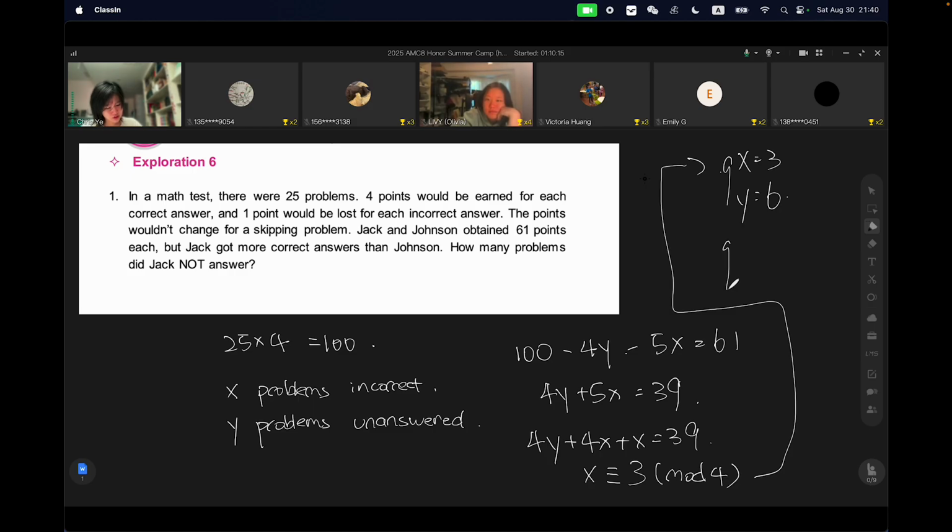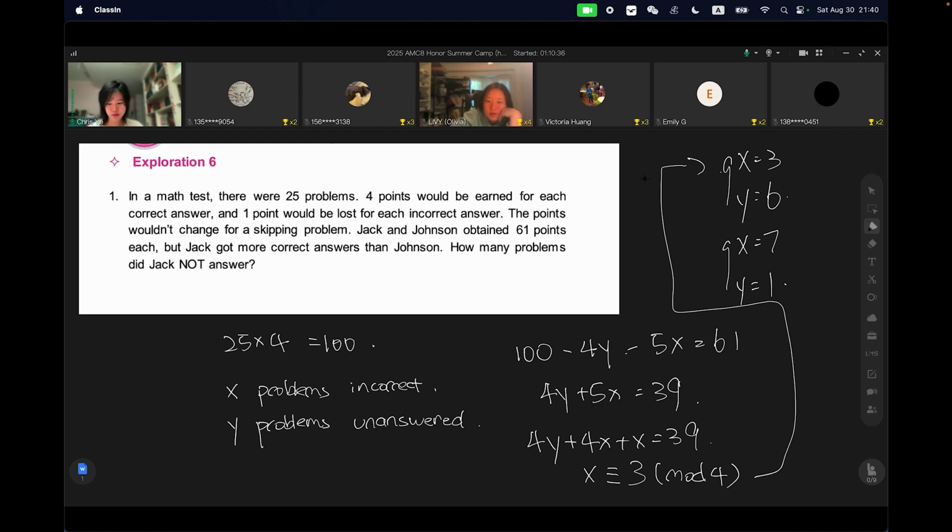And the next solution would be x equal to 7 and y equal to 1. So these are going to be the two solutions for our problem. And since there are exactly two solutions, there are also two people in the problem, which are Jack and Johnson. It says that Jack got more correct answers than Johnson.